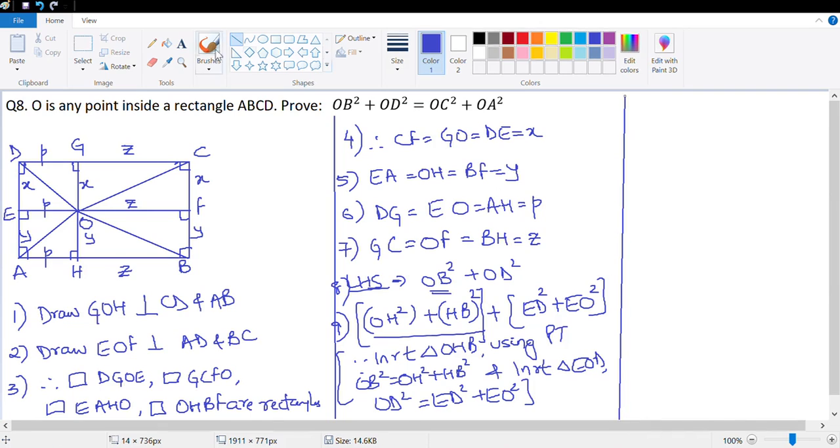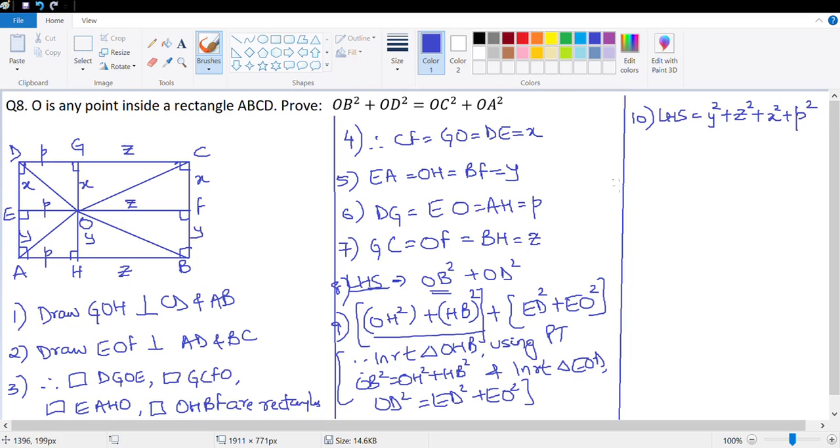Let's just write what we get. So left hand side is equal to OH square. OH is equal to Y, so it's Y square, plus HB is equal to Z, so this is Z square. ED is equal to X, so it's X square, and EO is equal to P, so this is P square. So that's my left hand side.